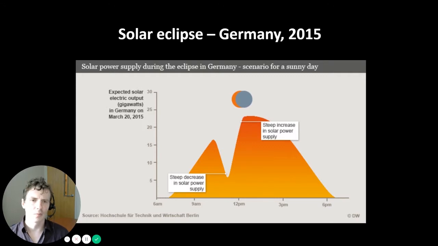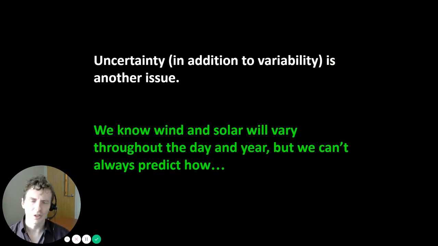And we also might experience more rare events like solar eclipses in the case of solar power production that we would certainly be able to predict, but might have a very significant influence on the total amount of power we could expect from installed solar. And so this illustrates the expected decrease in the amount of solar power production in Germany for the solar eclipse that occurred in 2015. So in addition to variability, uncertainty is a big issue.